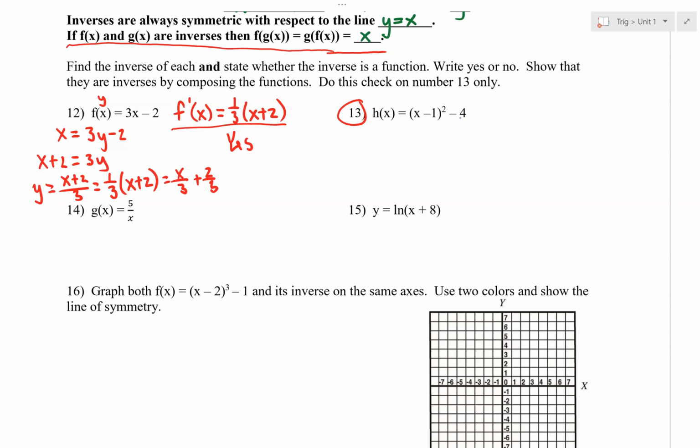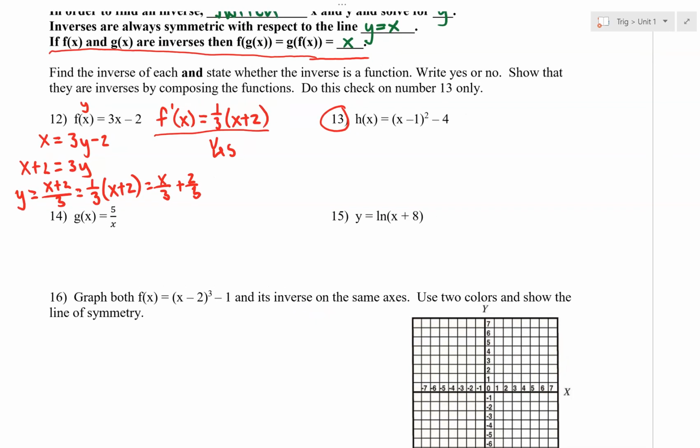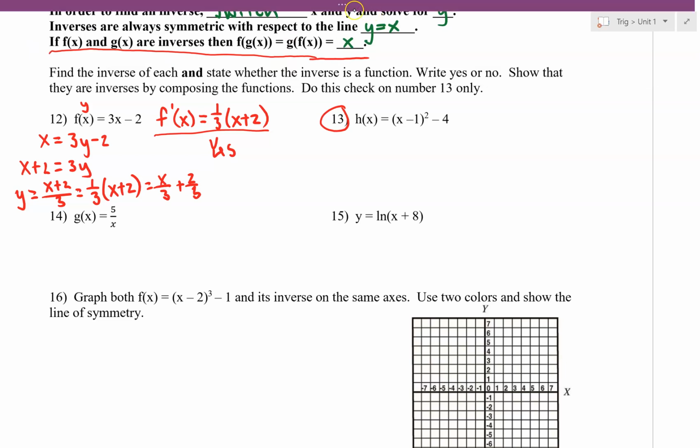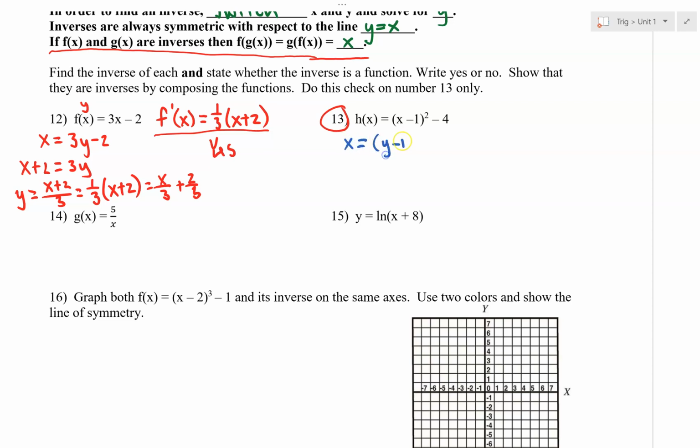It says to show that they are inverses by composing the functions. And we're only doing this for number 13. So if we take that same concept into play here, we are going to switch our x and y, so we have x is equal to y minus 1 squared minus 4. We're going to add the 4 to both sides.